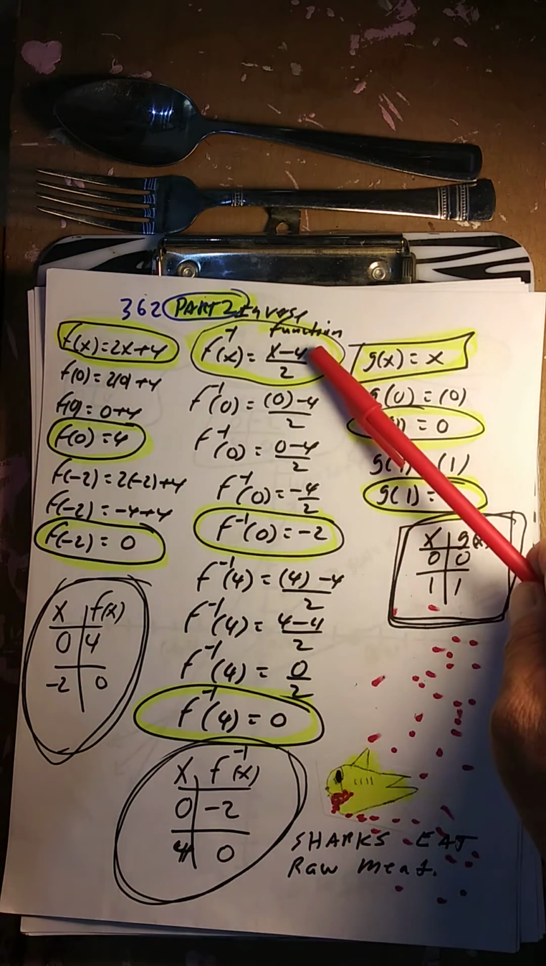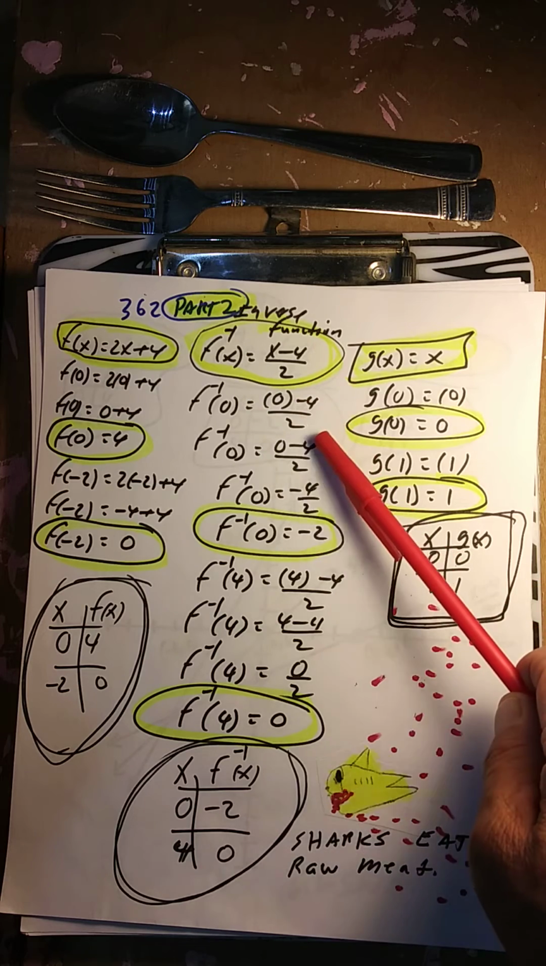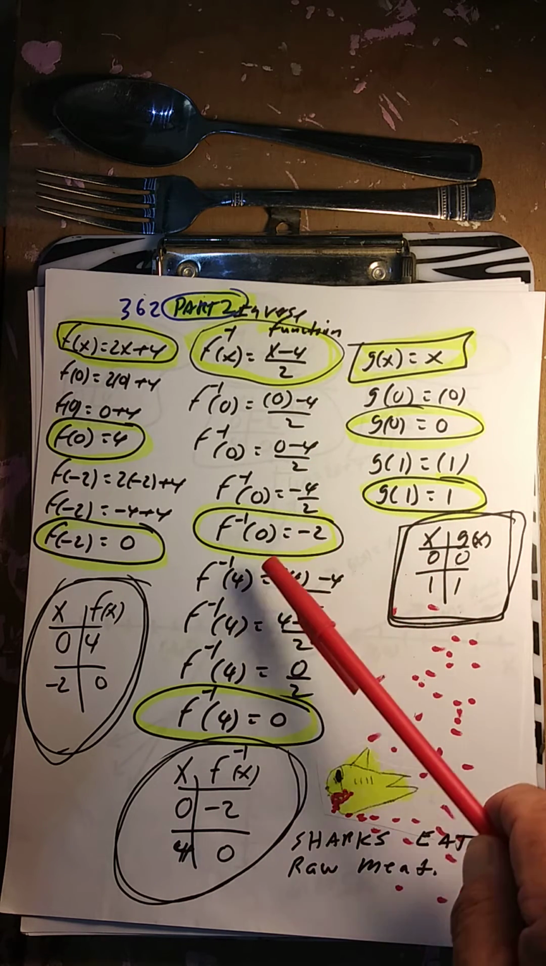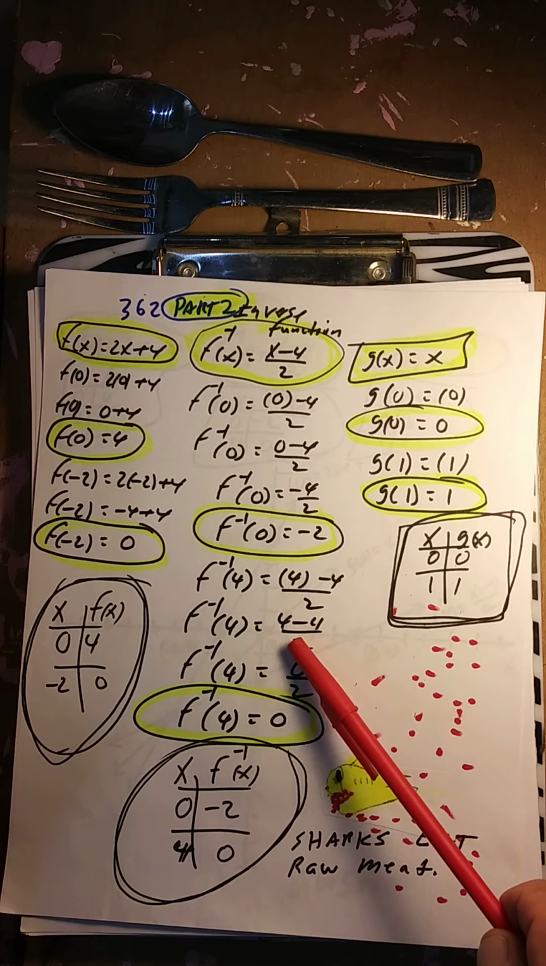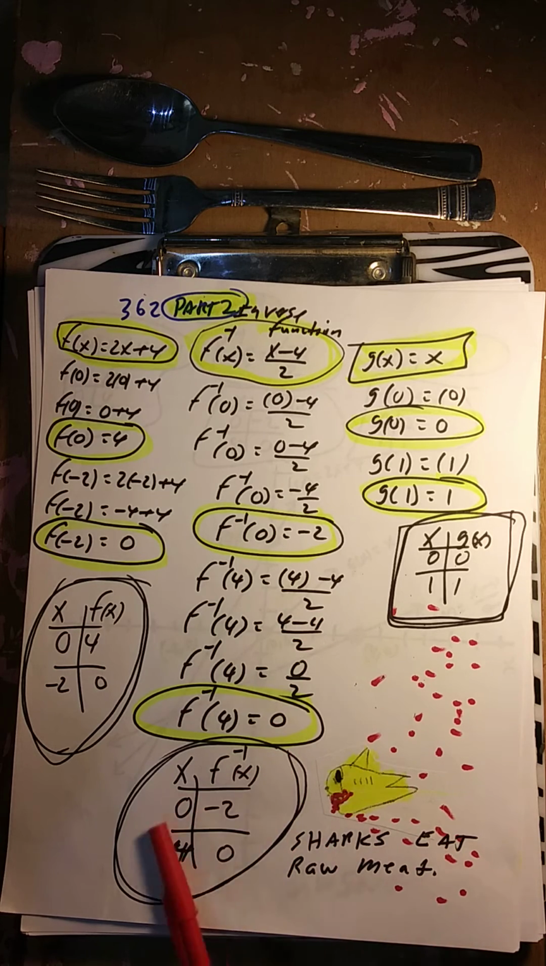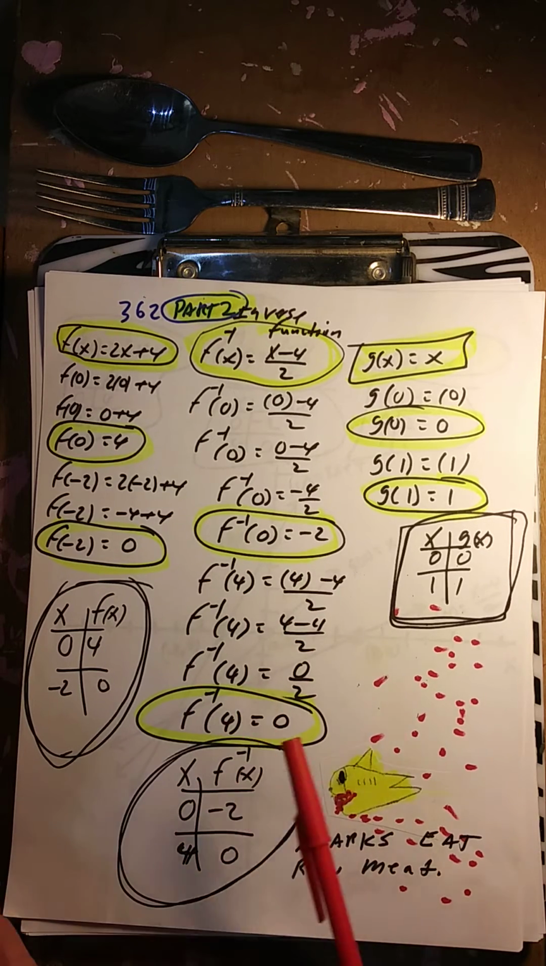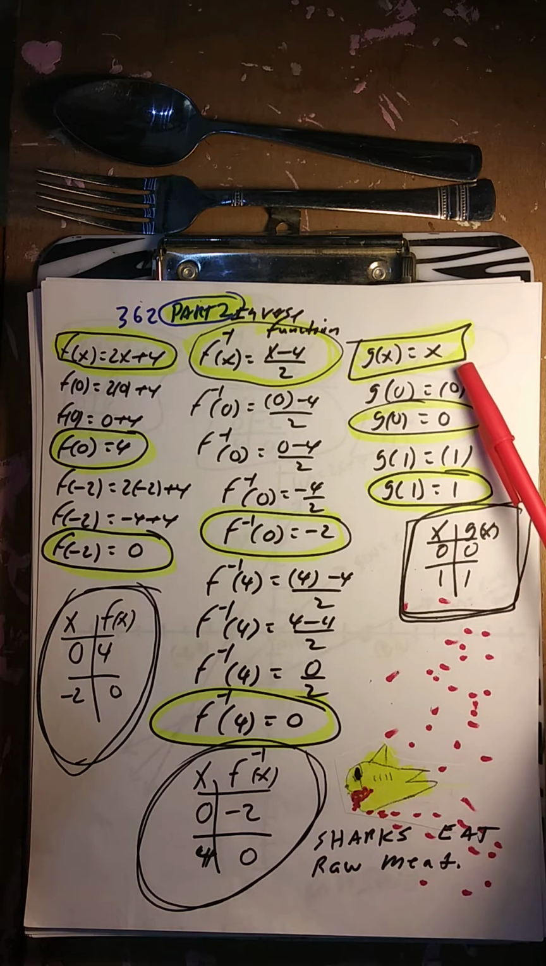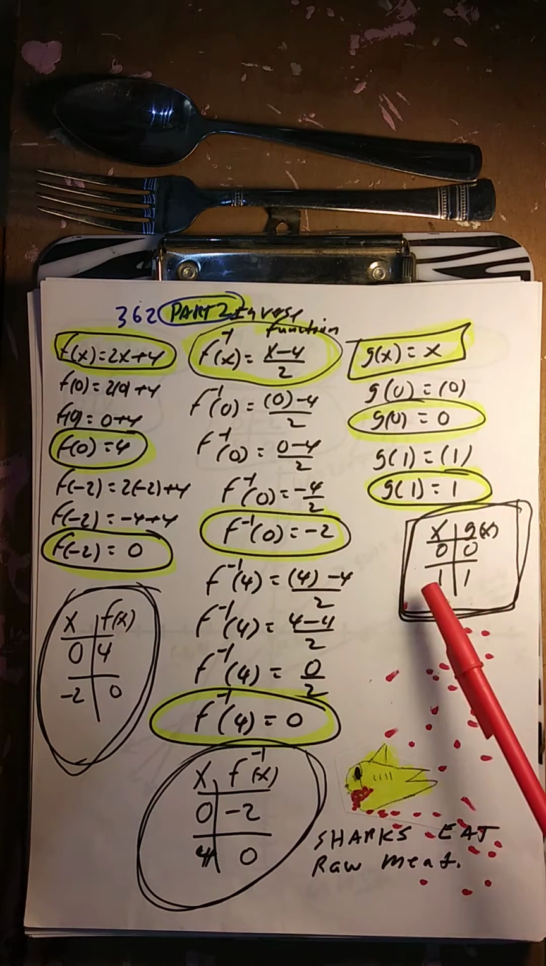The other one, same thing. The inverse one, I put 0 in there. I got negative 4. That's going to be a negative 2. And I put a 4 in there. 4 minus 4 is 0. So I got some more points: 0, negative 2, 4, 0 for this one. And g of x equals x is just, if you put 0, you get 0. If you put 1, you get 1.